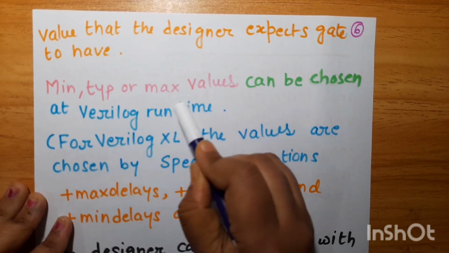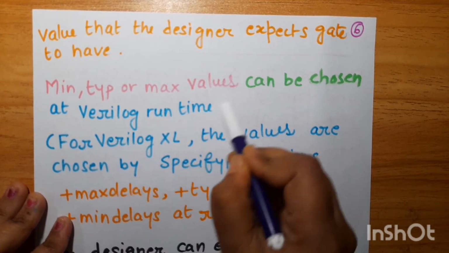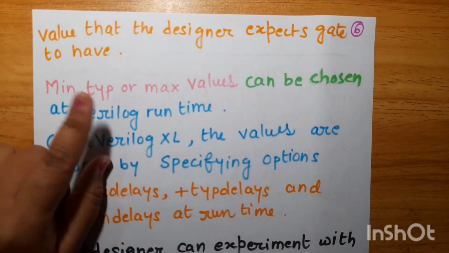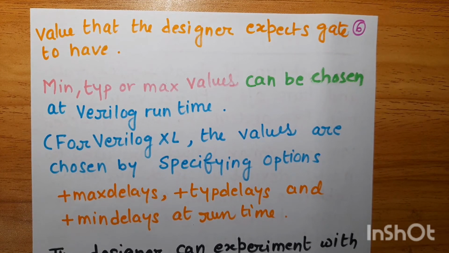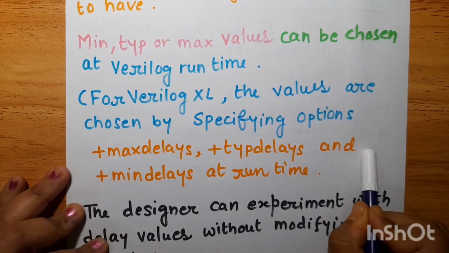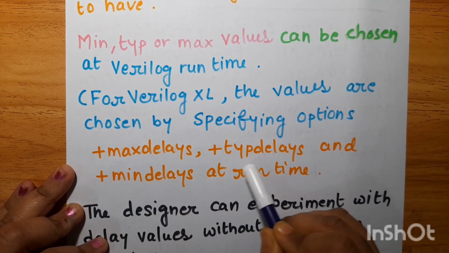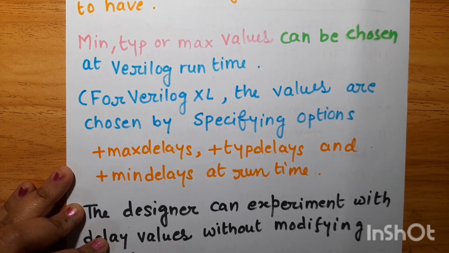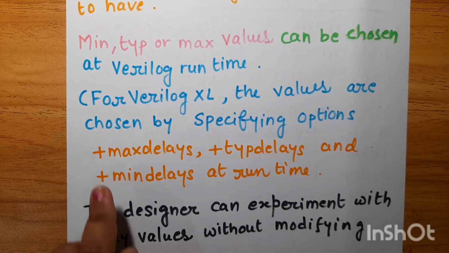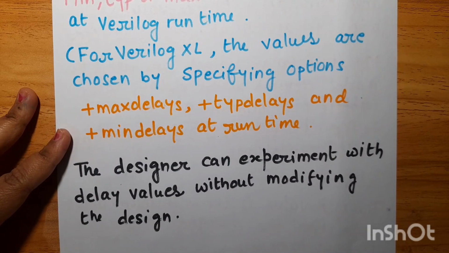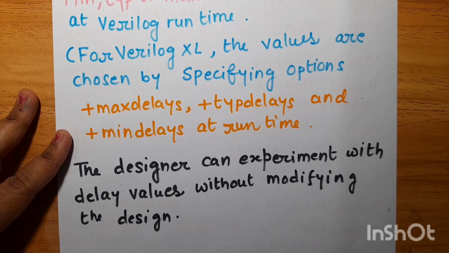So minimum, typical or max value can be chosen in Verilog at runtime also. At runtime we have the provision to include the min, typ or max value. Else we can choose while writing the code also. For Verilog-XL, the values are chosen by specifying the options plus maxdelays, plus typdelays and plus mindelays at runtime. While invoking the Verilog file, at the command line, we can write plus maxdelays, plus typdelays and plus mindelays. So these values will be included at Verilog runtime.